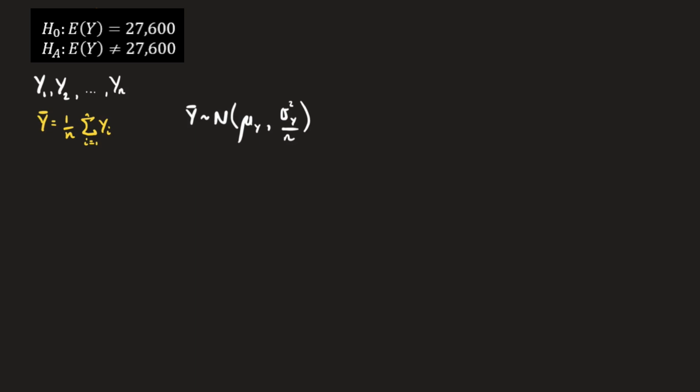Now, in order to standardize a sample mean, we need to know what this sigma squared y is. And in reality, we will rarely know what the true variance of y is. So we're going to need to try and estimate sigma squared y. In this video, we're going to try and derive an unbiased estimator for the variance of a random variable.